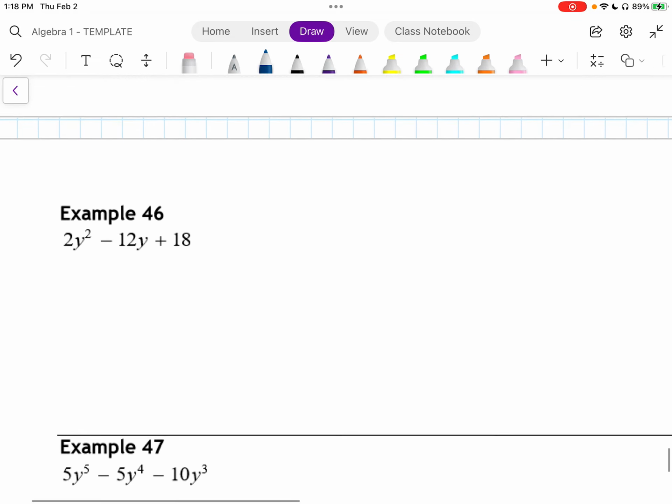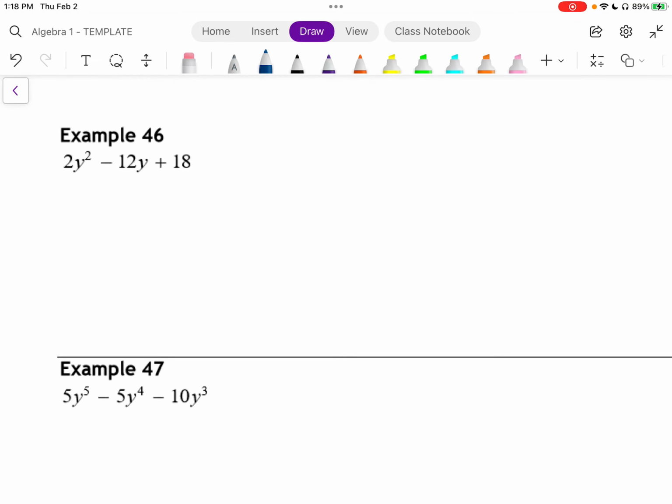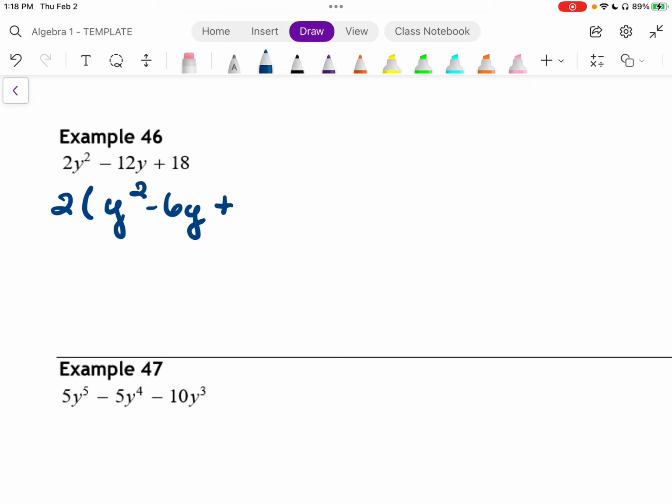Let's look at next up, 46. We look for a common monomial, and we could pull out a 2 out of everything. 2, and then y squared minus 6y plus 9. And then I look for things that multiply to be 9 and add up to be negative 6. That's going to be negative 3 and negative 3.